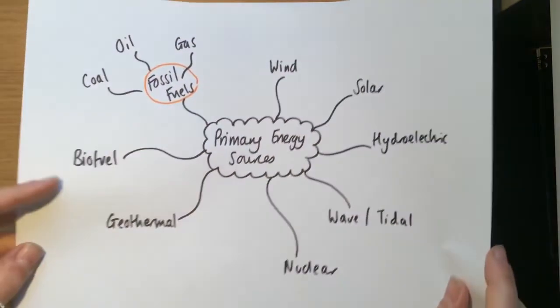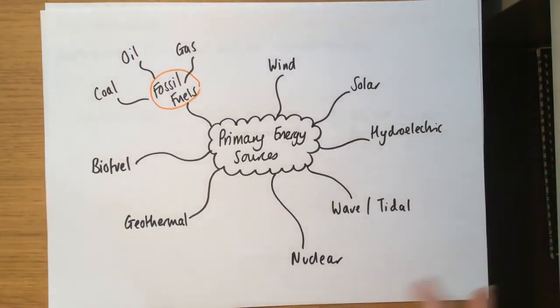So if we go back to our examples here, I've circled fossil fuels in orange before, so now I'm going to use that as our example.